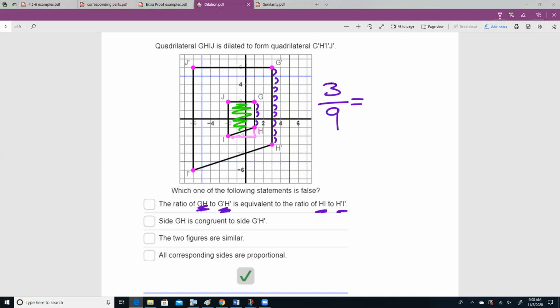Well, if I use Pythagorean theorem to solve for that, then I know a squared plus b squared equals c squared. So we have 3 squared plus 1 squared equals c squared. 3 squared is 9, plus 1 is 10, so the square root of 10 is equal to c.